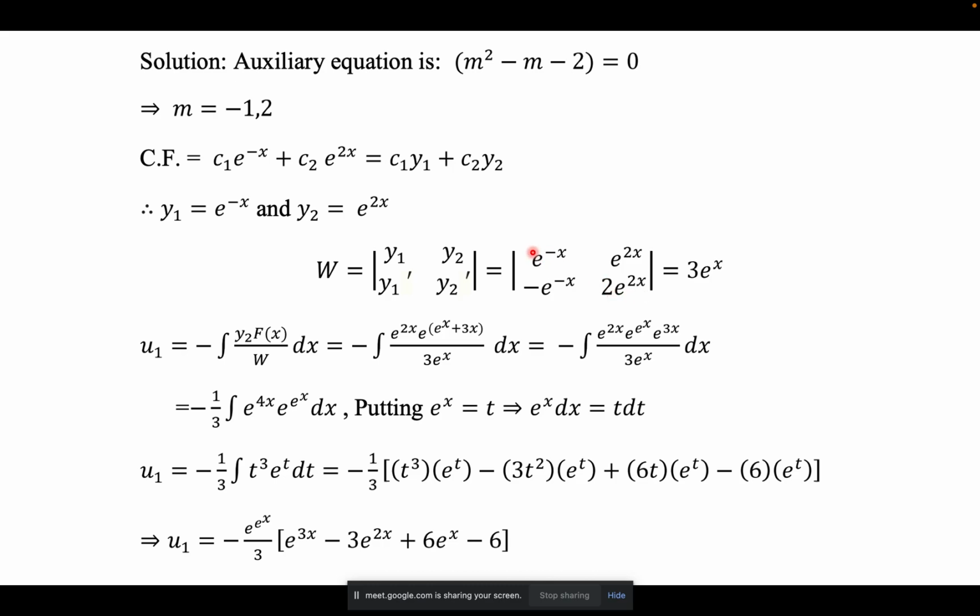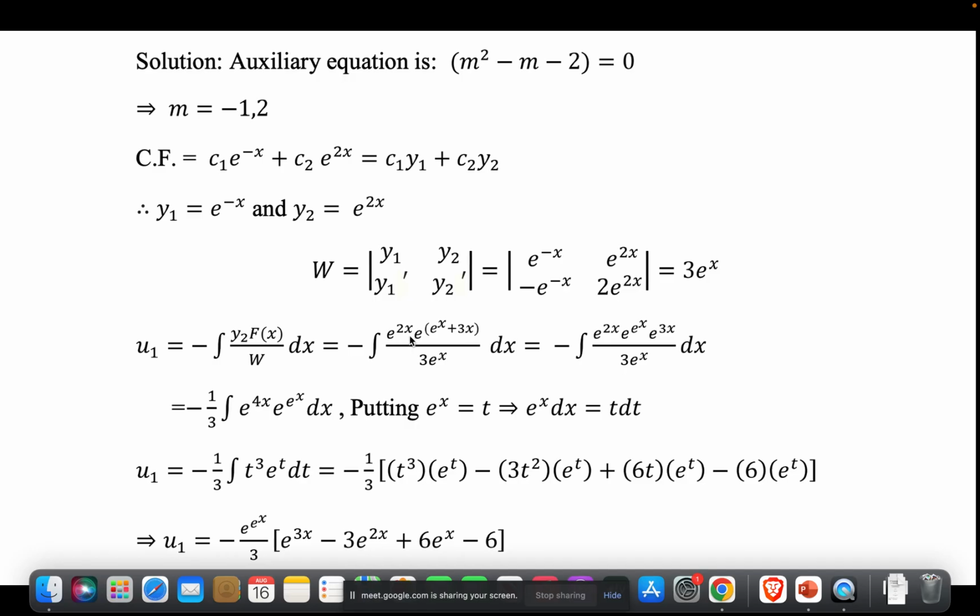Now one can solve the determinant of this matrix. So after solving this, what do we get? We get the Wronskian of 3e^x, right? So now you have calculated the Wronskian. So now what remains? Now we need to solve for the values of u1 and u2, right? So as I told you, the value of u1 is minus the integral of y2 times f(x) upon W, right? So y2 here is e power 2x, right? So basically you write y2 is equal to e power 2x, right?